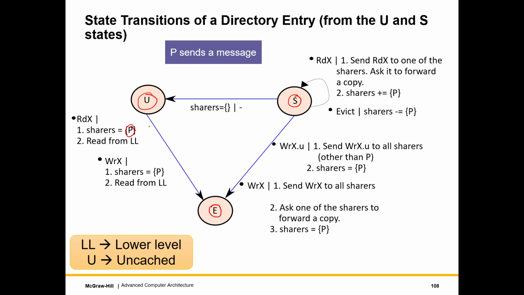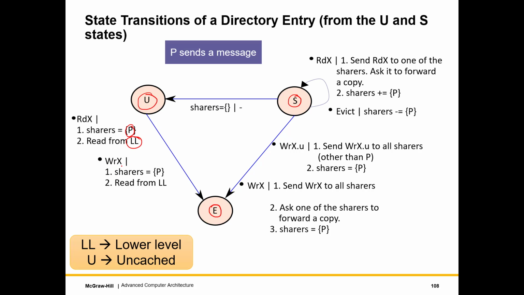So it's actually processor P, assuming that it's for the L1 level. So that same terminology has been kept. So we said sharers is equal to P and we read from LL, being the lower level, because it's not cached, right? So we read from the lower level.